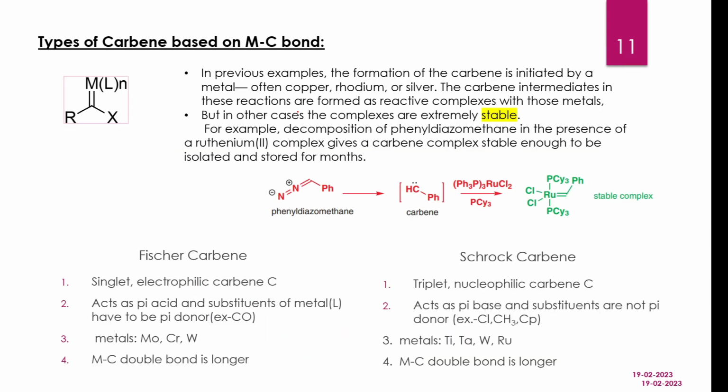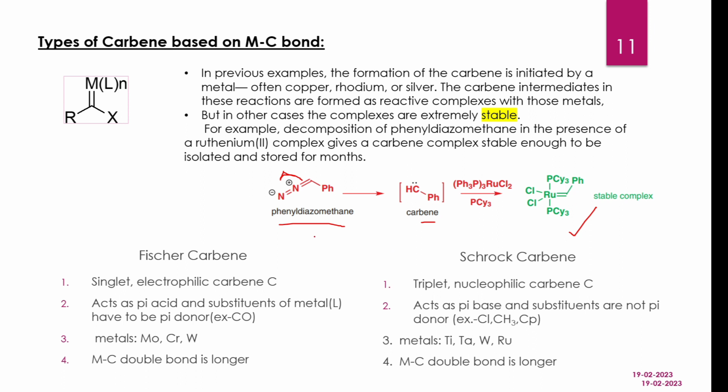But in some cases this metal carbene complex is extremely stable, so stable that we can isolate it and store it for months. For example, the decomposition of phenyl diazomethane in the presence of a ruthenium 2 complex gives a carbene complex stable enough to be isolated and stored for a month. After N2 elimination we get this type of carbene. When we add this type of ruthenium complex to this carbene, we get this one, and this is stable. We can isolate it, store it, and use this carbene in different kinds of reactions.